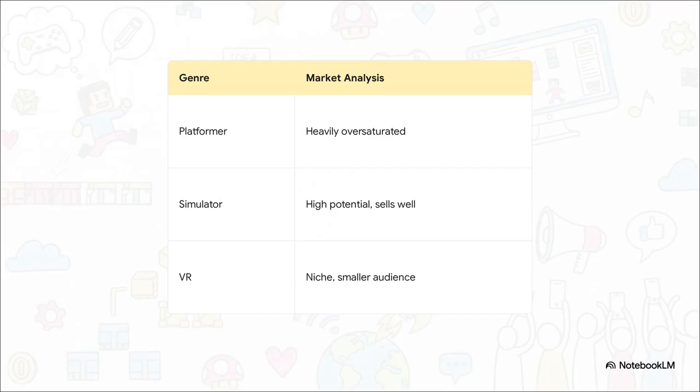Because that competition is so fierce, the genre you choose to make a game in becomes a massive strategic decision. Just look at this breakdown. Some genres, like the platformer we've been talking about, are just completely oversaturated. It is incredibly hard to stand out. But others, like simulators, have shown they sell really well and have a ton of potential. It goes to show that making a game isn't just a creative choice, it's a business choice too.